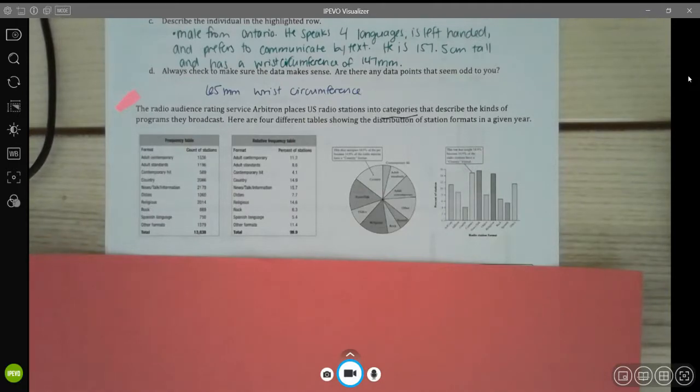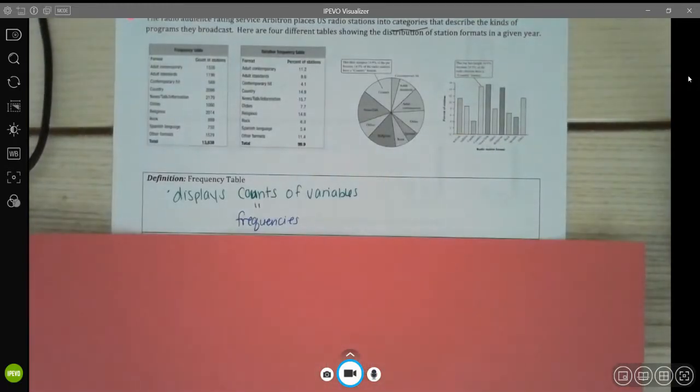Okay. Your first definition is for a frequency table. The frequency table does exactly what we talked about earlier. It displays the counts of variables. Another word you'll hear used instead of counts is frequencies. This is just the number of stations that fall under these categories. So for example, 750 stations are Spanish language stations.